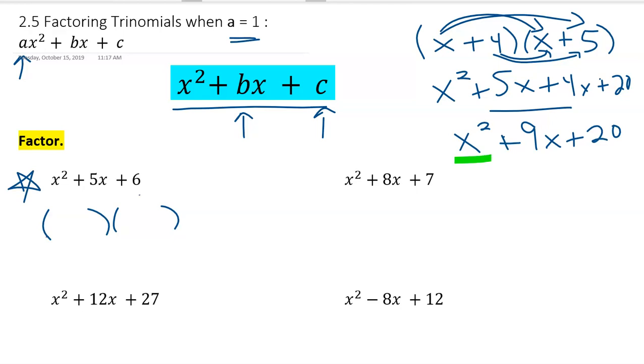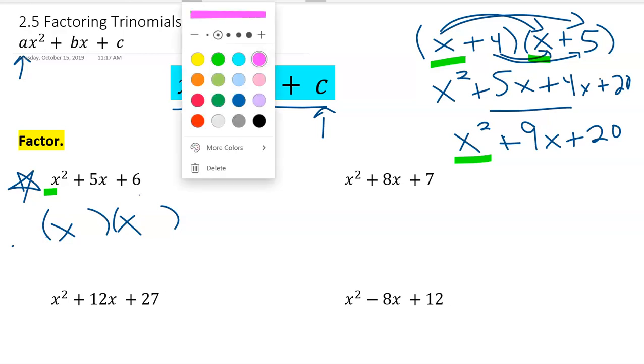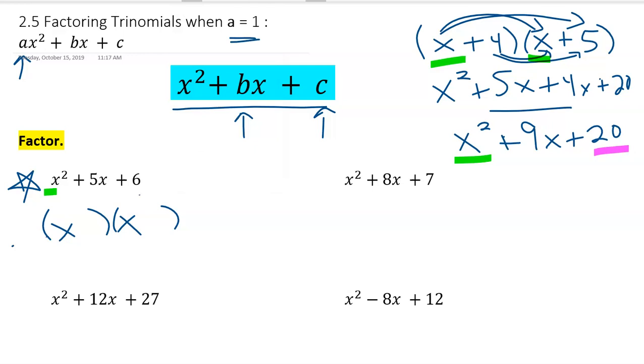We know that the x squared came from multiplying x times x. So when we see that there's an x squared here, it must have come from multiplying an x times an x. So we know that the front term is going to be an x. The 20 came from multiplying the 4 times the 5. So these two back numbers are going to need to multiply to give us 6. Well, to multiply and get 6, we can either multiply 1 times 6, or we could multiply 2 times 3. So the question is, which of those pairs do we want to use?